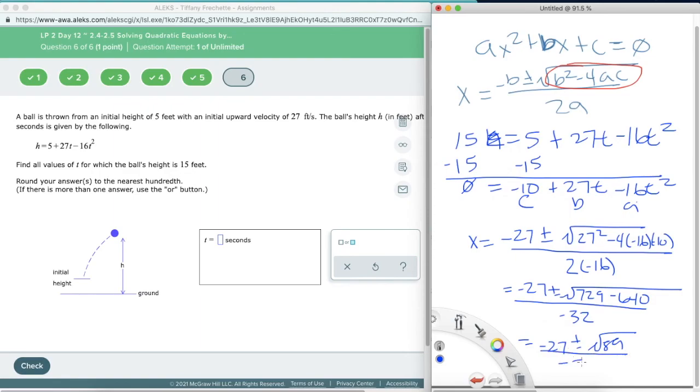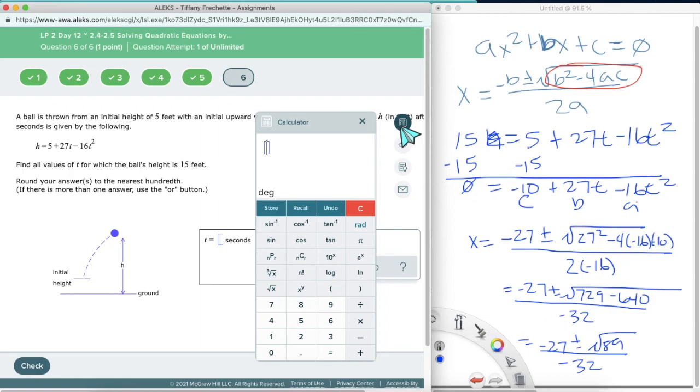All right, so now we want to go to our calculator so we can finish the rest. So we have negative 27 plus square root of 89. And again, I'm going to hit equals first, and then I'm going to divide by negative 32, just to make that a little bit easier on me in the calculator form. You can also put parentheses around the whole thing. That would also work the same.